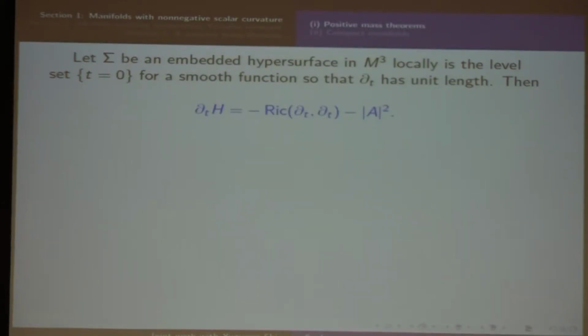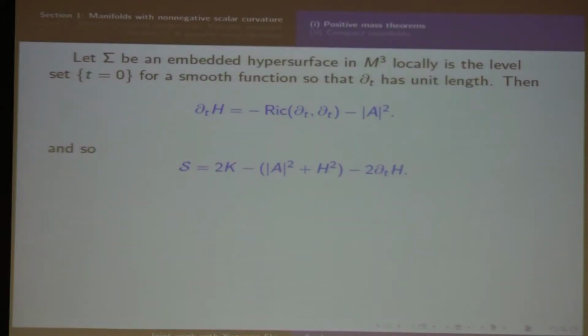Then, in this case, let us assume this is smooth. Then we can use the second variational formula to get the derivative of the mean curvature. And then we use the Gauss equation and write down the scalar curvature of the big manifold. This can be written in terms of the Gaussian curvature, the second fundamental form, and the mean curvature, together with the derivative of this one.